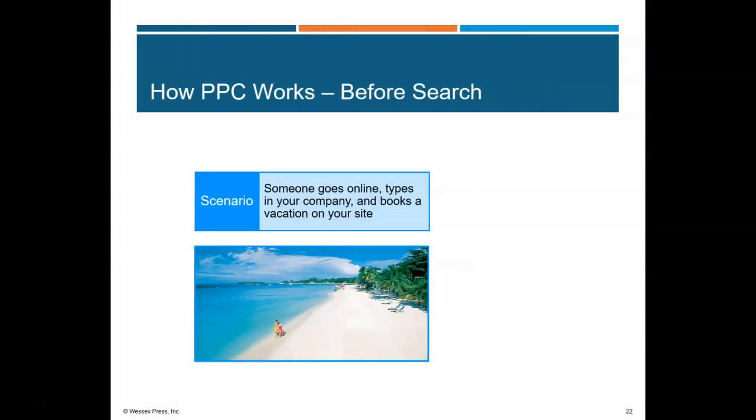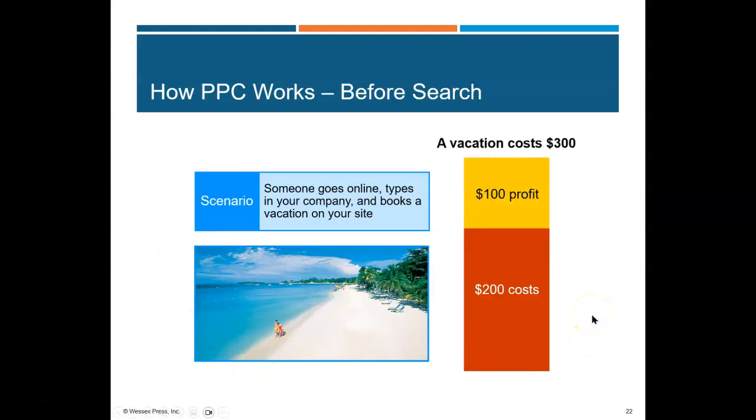How PPC works, before search. Someone goes online, types in your company, and books a vacation on your site. Right here, they're at the vacation. A vacation costs $300. $100 is the profit, $200 was the cost.